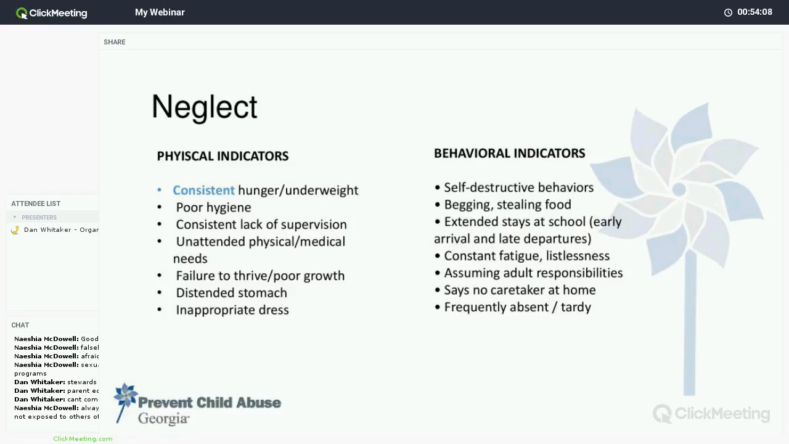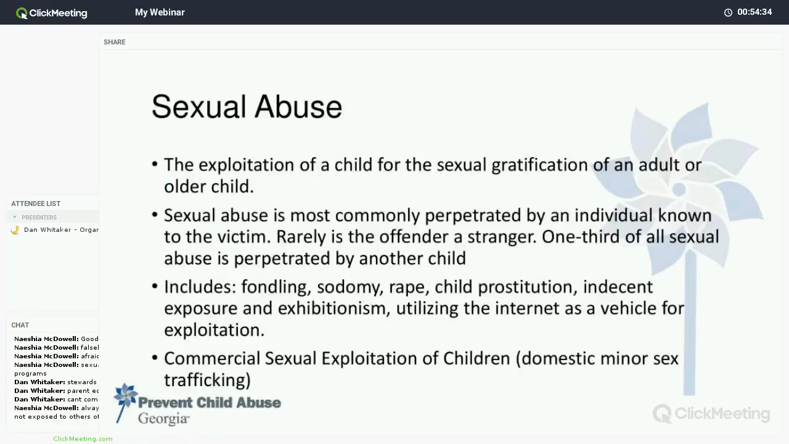So here we see inappropriate dress, and that's from older or just children taking care of themselves. Failure to thrive, consistent lack of supervision, unattended physical or medical needs. Some behaviors might be self-destructive, begging or stealing, extended stays at school, fatigue, listlessness because no one's putting the child to bed or helping them get up in the morning. Says there's no caretaker at home, and frequent tardiness or absence.